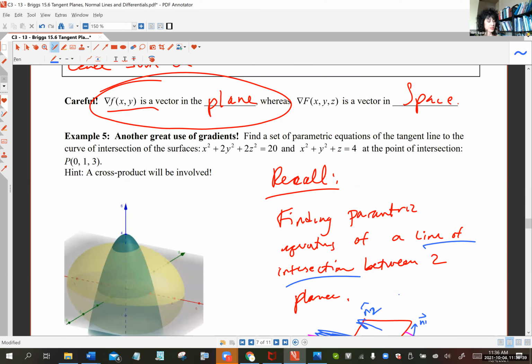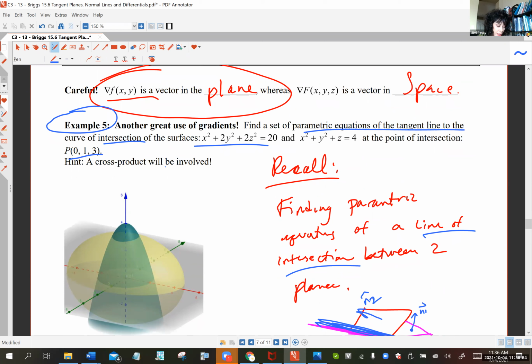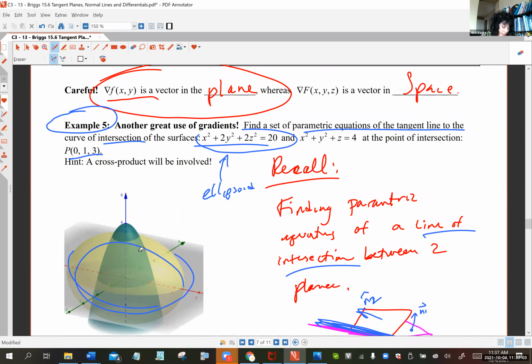So what does that have to do with example 5? Everything. So we're going to find a set of parametric equations for a tangent line now to the curve of intersection for these two surfaces. And they're graphing these two surfaces. This first one is an ellipsoid. And in my picture, it's sort of that yellow egg right here. And then the other surface that's intersecting the egg is a paraboloid. And that's the green one there.